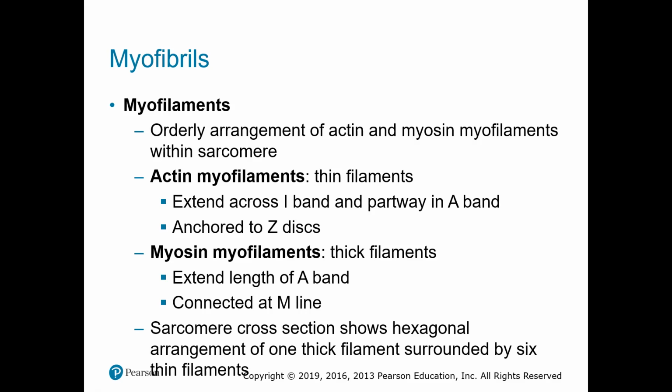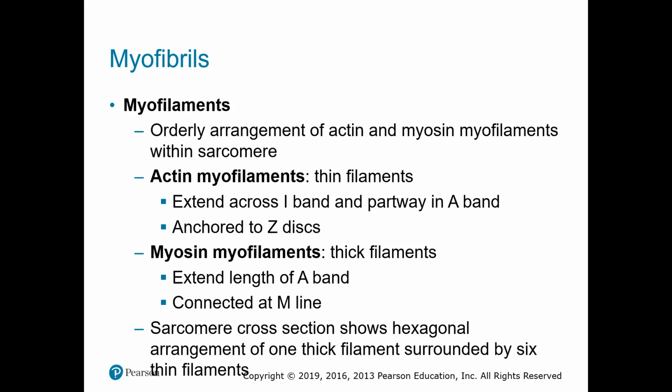The myosin are the thick filaments. They're found only in the A band. They're what make the A band dark. Because remember, the A band is the dark band, and the I band is the light band. We have alternating bands, light and dark, light and dark, light and dark. The I band is made up of the thin filaments. The A band is made up of the thick filaments, the myosin.